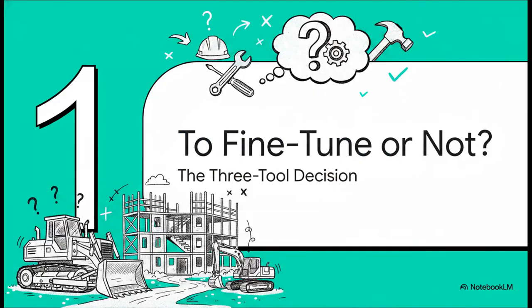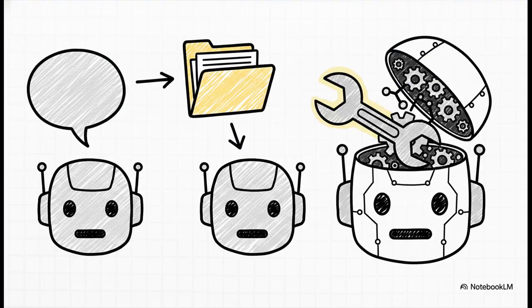All right, section 1, to fine-tune or not, the 3-tool decision. Because before we even pick up the heavy machinery, we need to make sure we're actually on the right construction site to begin with. So here's the core mental model you really need to internalize. Prompt engineering modifies what you say to the model. RAG, or Retrieval Augmented Generation, modifies what context you give the model at runtime, but fine-tuning modifies the model itself. It's literally altering the underlying weights.